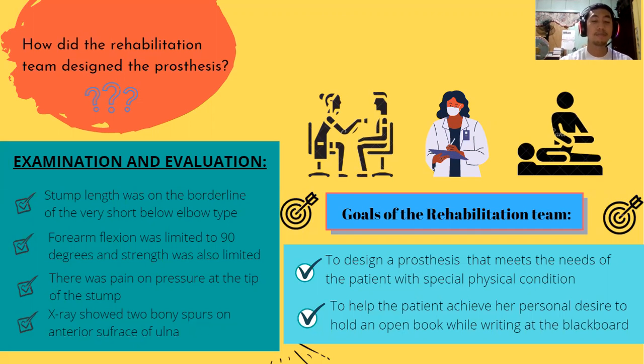surface of the ulna. The goal of the rehabilitation team is to design a prosthesis that meets the needs of the patient with special physical condition, and to help the patient achieve her personal desire, specifically holding an open book while writing at the blackboard.